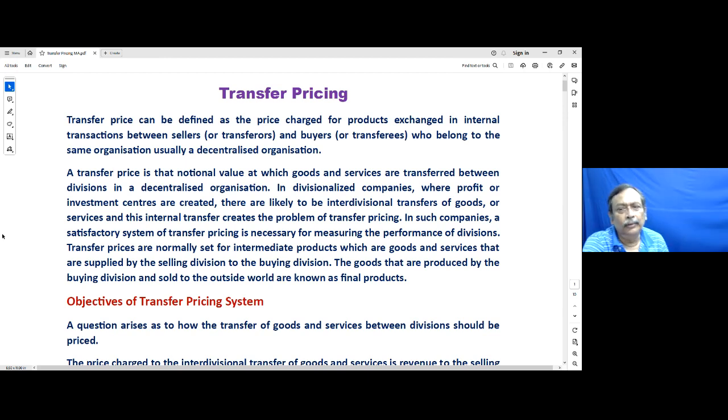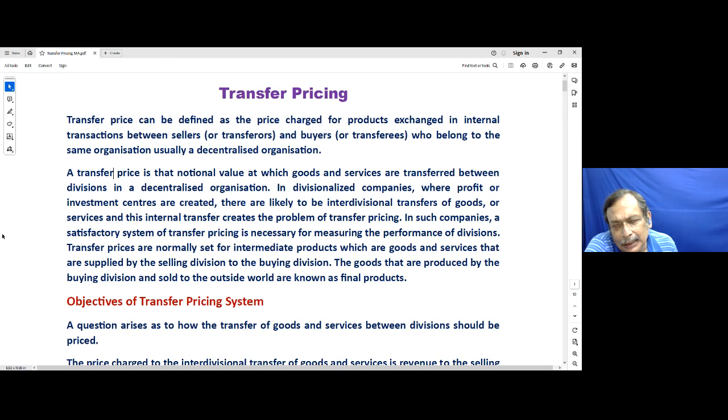Okay, now transfer pricing is a problem. Why I have said that is, there are likely to be inter-divisional transfers of goods or services, and this internal transfer creates the problem of transfer pricing. So why is it said to be a problem? Because there is no "A plus B whole square" like formula for setting transfer prices.